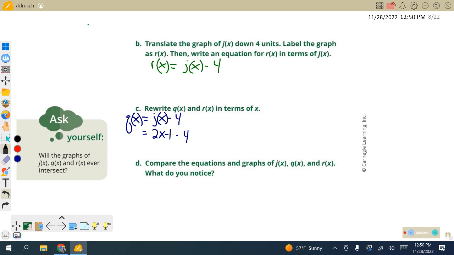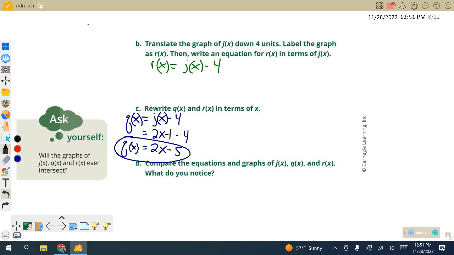And we're going to bring in our combining like terms skills. 2x minus 1, and then do a minus 4 to that. Where are your like terms? 1 and 4, right? And what does that combine to give you? Negative 5. That is my equation, just in terms of x.